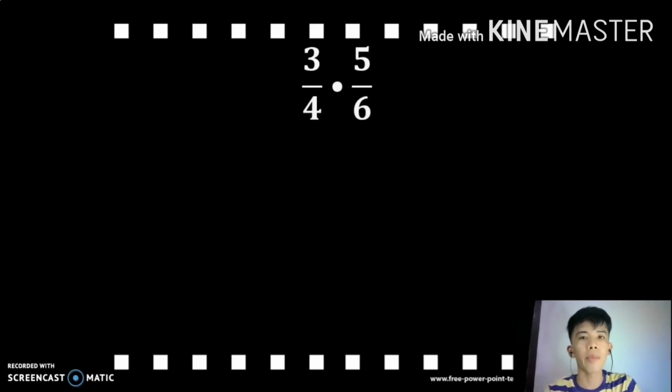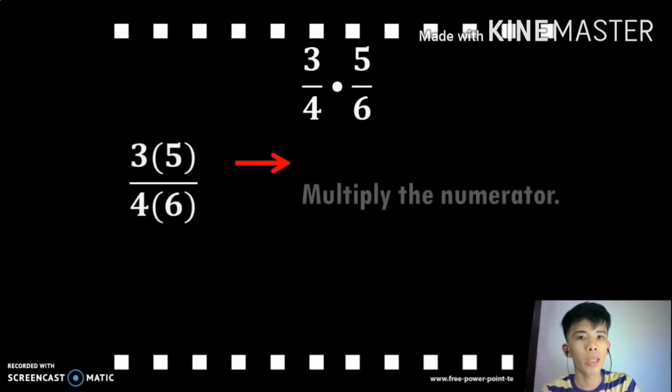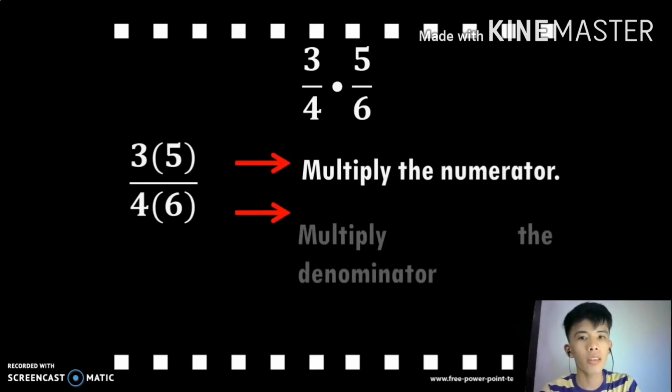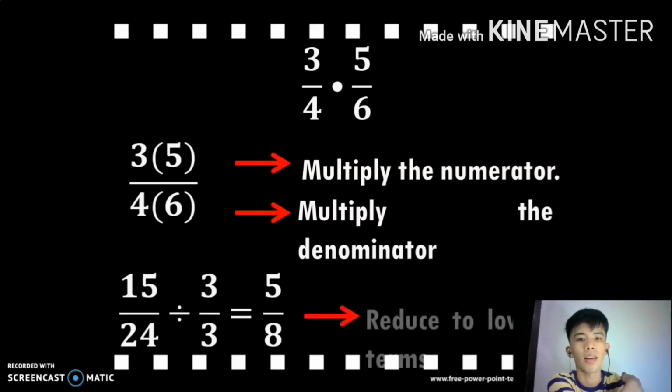Halimbawa, 3 over 4 times 5 over 6. Pag nakita kayong ganyang symbol, yung parang tuldok or bilog lang sa gitna, it implies multiplication. So, 3 times 5 kasi numerator by numerator. Then, 4 times 6, denominator by denominator. Final answer is 15 over 24. Simplest form is 5 over 8. Lowest term. Next. 2 and 1/4 times 5 and 4/6.